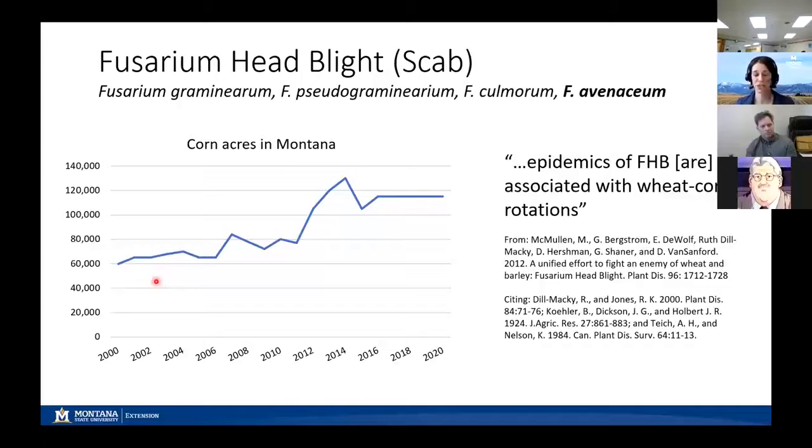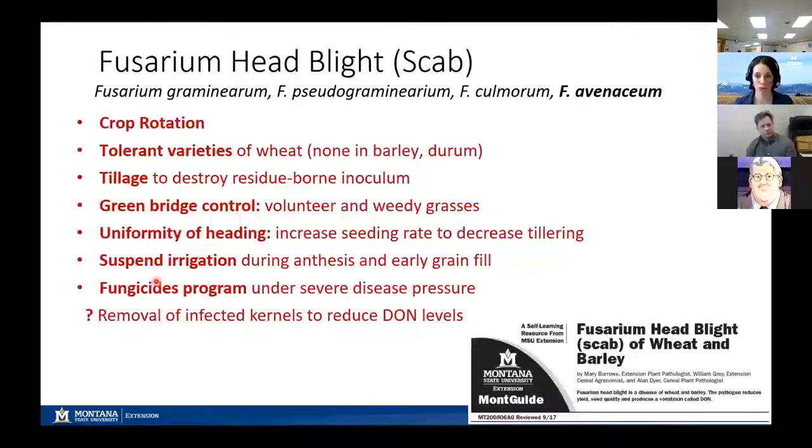And so if we have a rotation sequence where we have corn that is then followed by wheat or barley, that significantly increases the risk of Fusarium head blight. And so Fusarium head blight has been more frequently observed in Montana over the past 20 years, and there is a likely association with the increase in corn acres as well. However, I will say last year we did not receive a lot of Fusarium head blight samples in the diagnostic lab, so I guess last year was not that bad of a year overall.